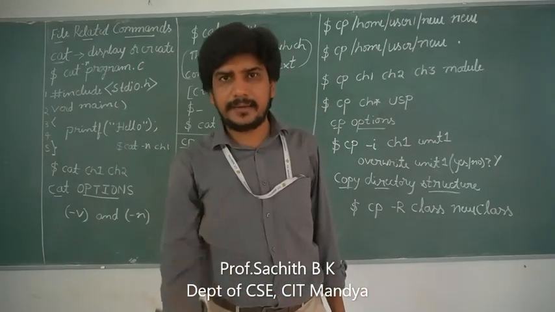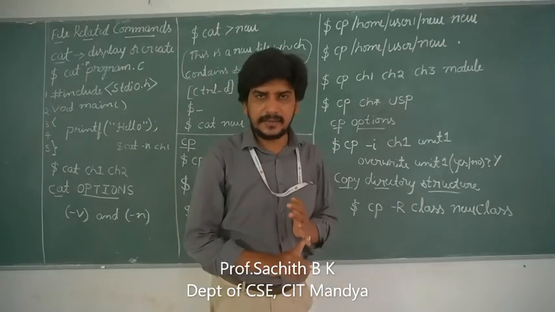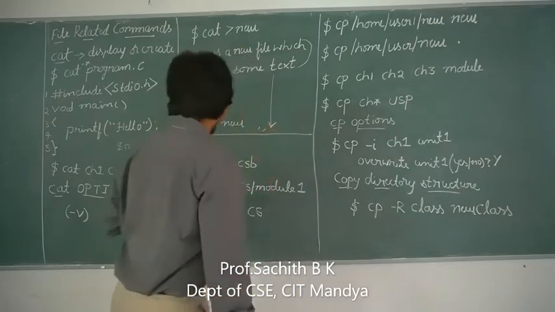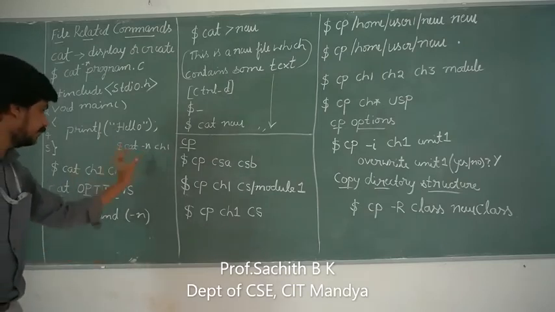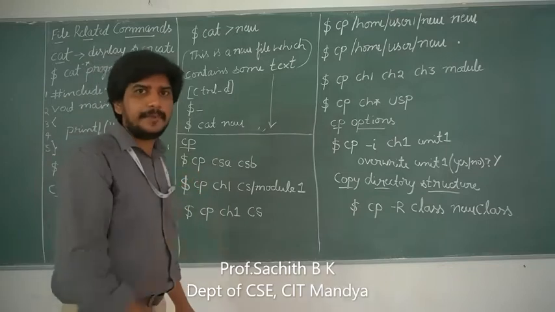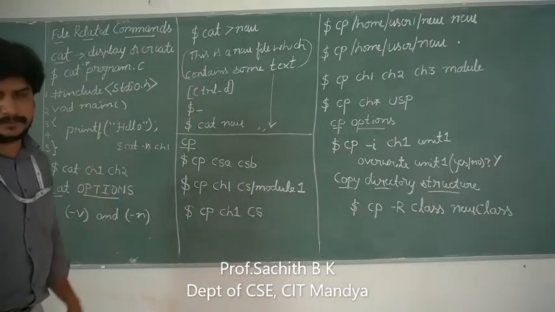Your cat command is mainly used in order to display the contents of a file or in order to create a new file. There are some options which are associated with your cat command. One is -v and the other one is -n, which gives line numbering to a file.